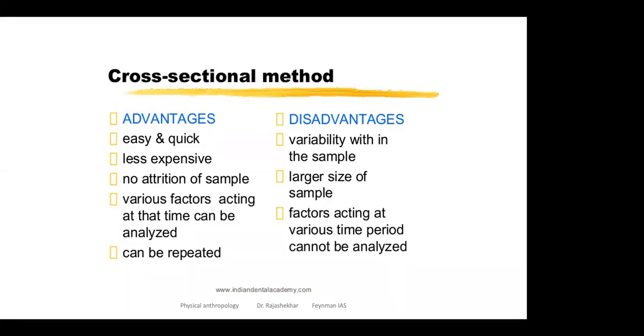Okay, right. So no attrition. As with the longitudinal sample, this experiment is done one time. No problem with the attrition of the sample. And what you can analyze here are the various factors acting at that given point of time. In the given context, in the given condition, however the components or subjects are behaving, you are studying only that. So it gives a snapshot in relevance with the current conditions of that particular situation.